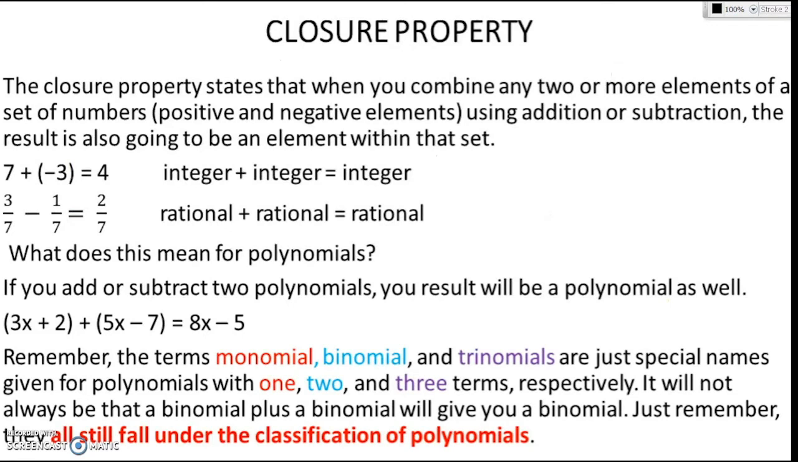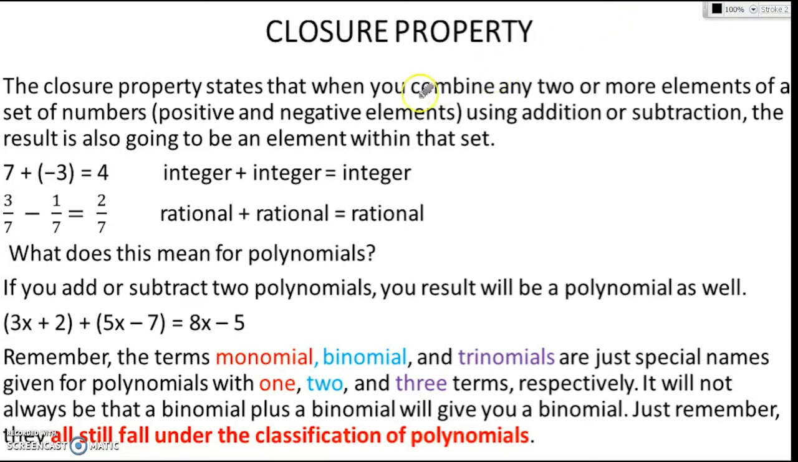Now, there's one other thing they like to kind of confuse you with a little bit here, and it's called the closure property. I don't want you to let this confuse you too much, but basically what it's trying to tell you is that when you add two or more elements of a set of numbers together, using adding or subtracting, you're always going to end up with an element within that set.